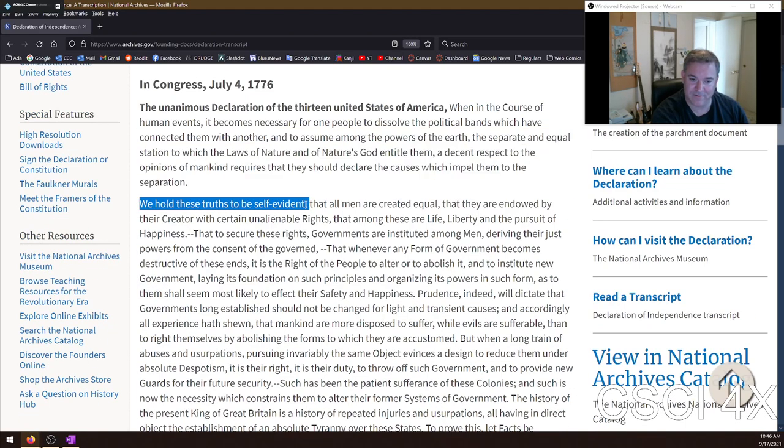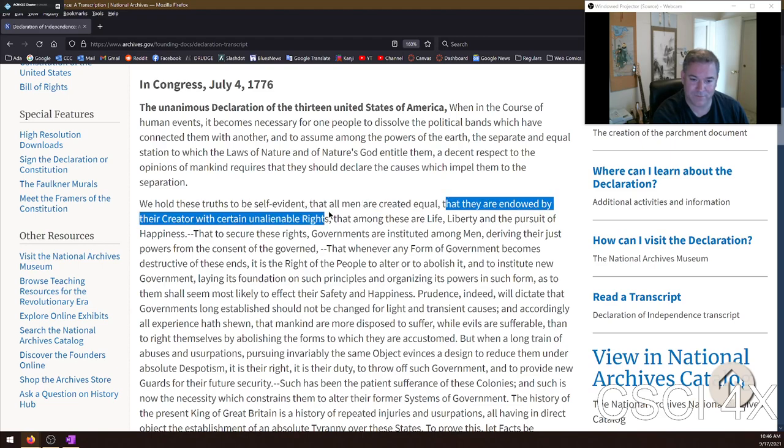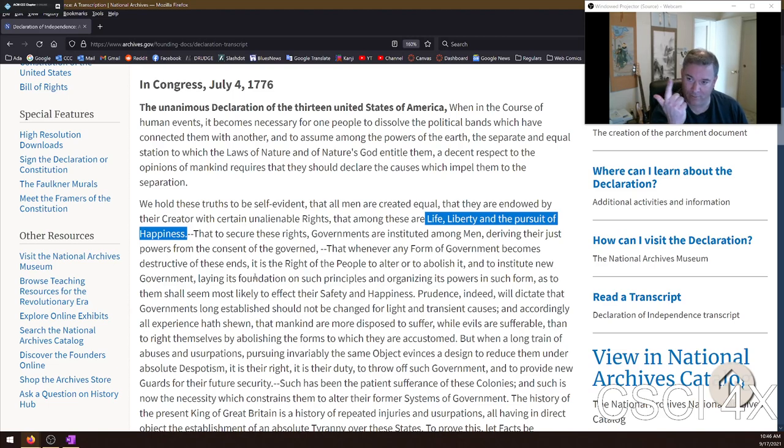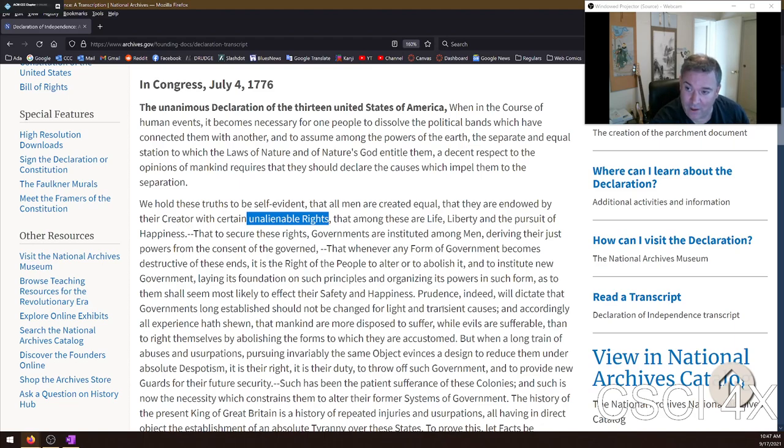We hold these truths to be self-evident. In other words, they're not defending them. They're just premises, self-evidently true. That all men are created equal. That they are endowed by their creator with certain unalienable rights. Among these are life, liberty, and the pursuit of happiness. Okay? We have certain unalienable rights. These rights can be violated by governments, but they cannot be voided by governments. They're not granted by governments. Governments do not give you the right to life. You have the right to life inherently.